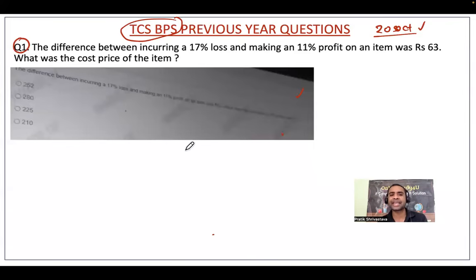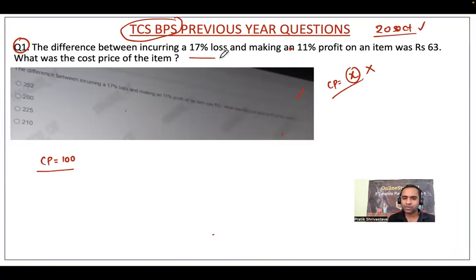The difference between incurring a 17% loss and an 11% profit on an item was rupees 63. What was the cost price of the item? Now many will tell you to assume X, cost price is X. Friends, whenever you assume X, X is always problematic, either in maths or in real life. If you take X, then you will not be able to solve the questions easily in the examination. Now what you do, you assume the cost price as 100 rupees, right?